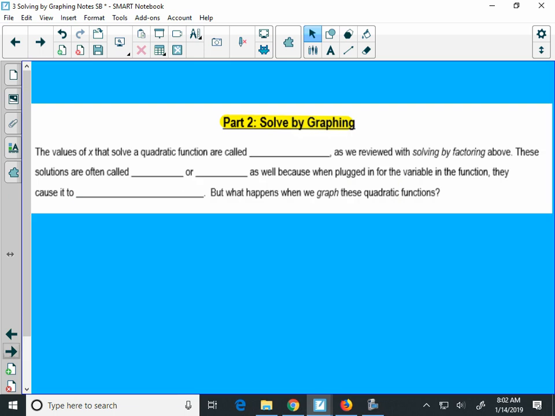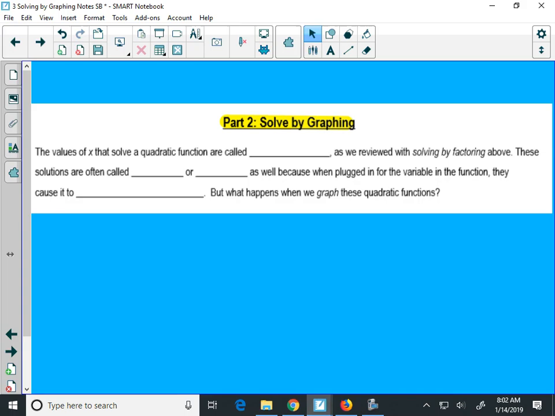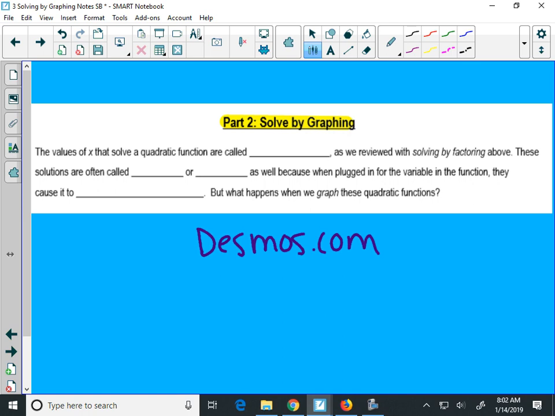For this lesson, you are going to be using the online graphing tool called Desmos. We will talk about that in a few minutes. But you'll want to go to desmos.com in another tab on your computer so that you can follow along and practice using Desmos.